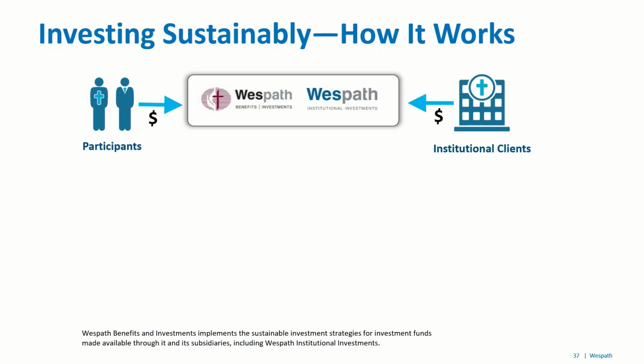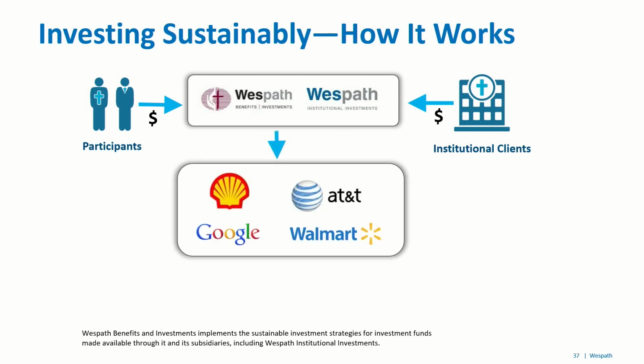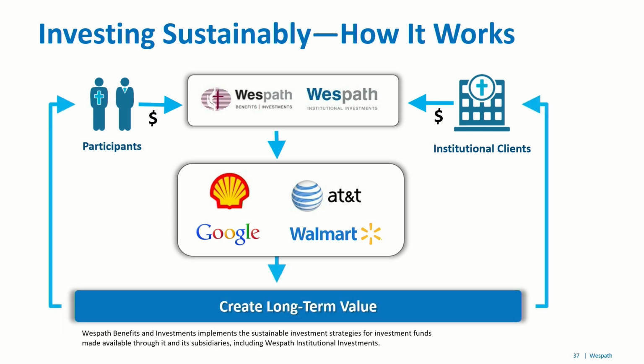So I'm going to take a step back real quick and talk about how investing sustainably works at Wespath. As you can see on this slide, we have both institutional clients and participants at Wespath. What we do is we take money from both of these parties and we invest that money into stocks such as the ones that you see listed here. And the goal of investing in these stocks is we want to create long-term value. We want to increase participant account balances. We want to make sure that our institutional clients have the money that they need to fulfill their missions.